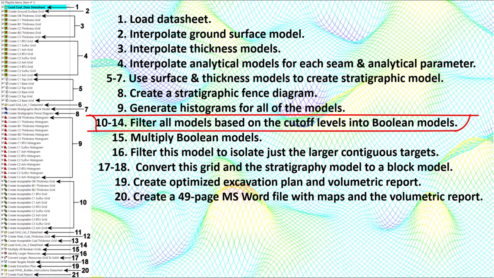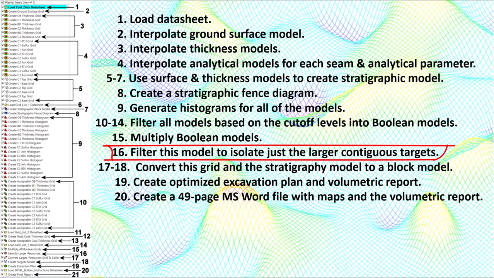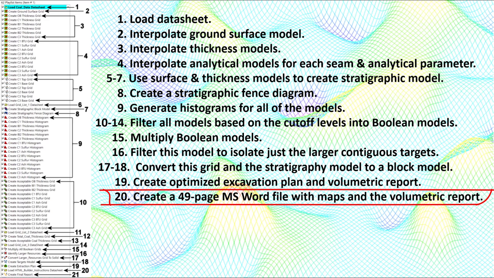We then filter all the models based on the cutoff levels into Boolean models. We then multiply these Boolean models to see where they all agree. We then filter this model to isolate just the larger contiguous targets. We then convert this grid and the stratigraphy model to a block model. We then create an optimized excavation plan and a volumetric report. We then create a 49-page MS Word file with maps and the volumetric report.